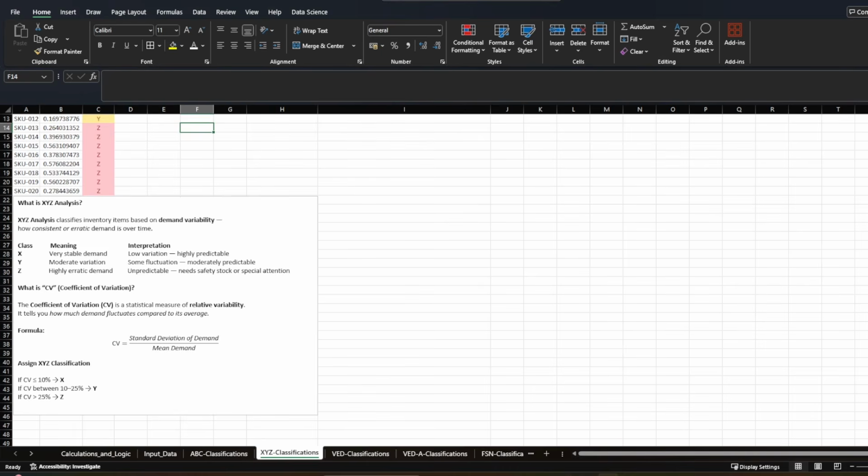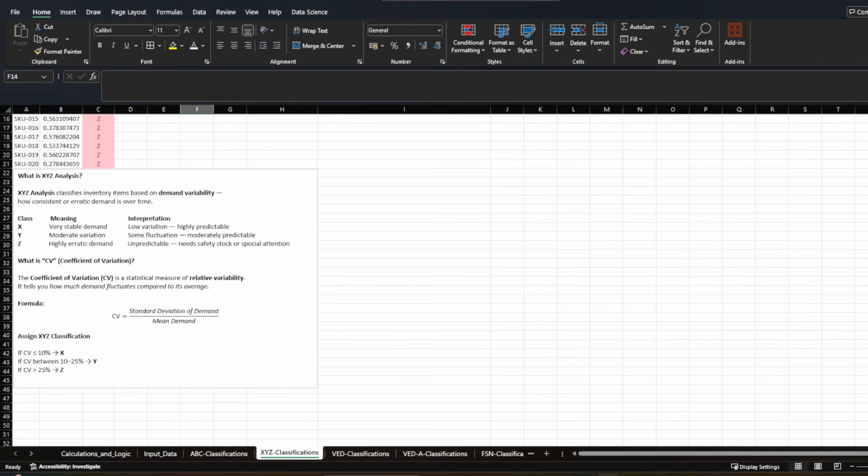So what does X mean? X means it is a very stable demand, very low variation and high predictability. It means you can live with lower safety stock because you know what demand is going to be there. Then there is class Y, in which you have moderate variation. It means some fluctuation is there and you need to have moderate safety stock.